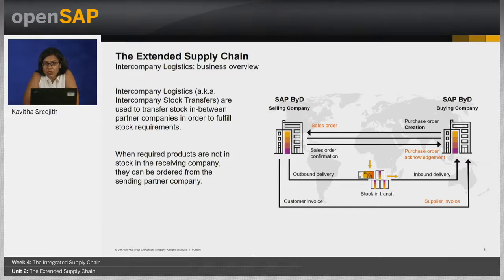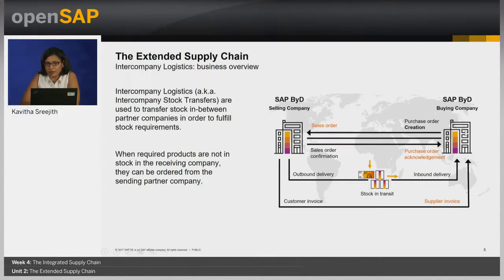So in this scenario, we refer to the transfer of stock or inventory between two different companies. The process is typically used to transfer stock between partner companies to fulfill the stock requirements. It is to be noted that both the companies must be modeled and set up as partner companies in Business ByDesign. At a high level, the process is as shown in the picture. You have a buying company, that is the receiving company where there is a stock shortage, and then you have the selling company, that is the sending company which fulfills the stock shortage.